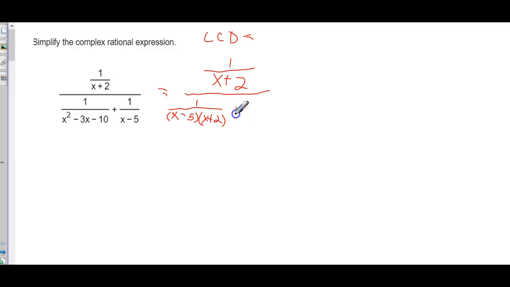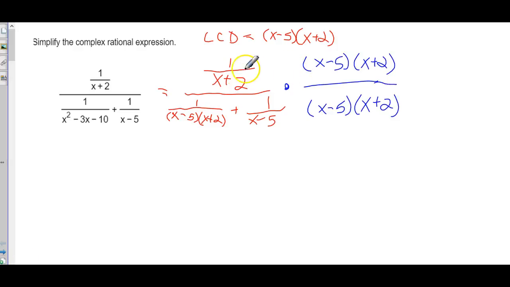Alright, and then we got an x minus 5 here and x plus 2 here. So since one denominator ends up being the product of the other two denominators, then that combination, that x minus 5, x plus 2, will be our common denominator. Okay, so that's what we're going to end up multiplying by. So I'm going to multiply top and bottom by x minus 5, x plus 2.